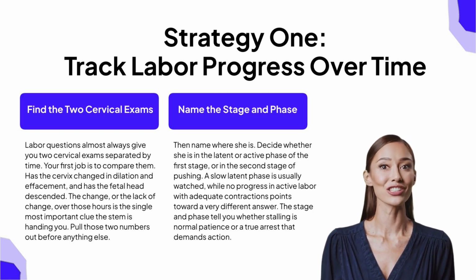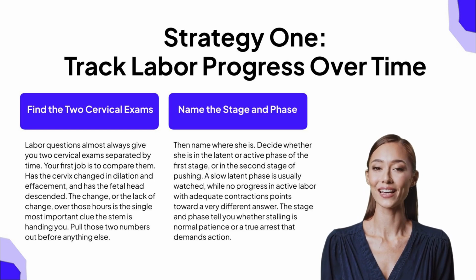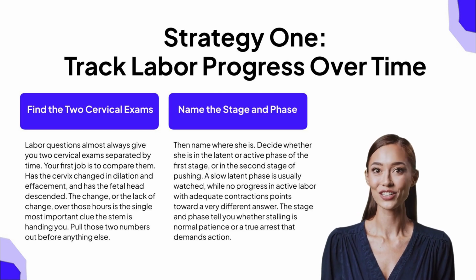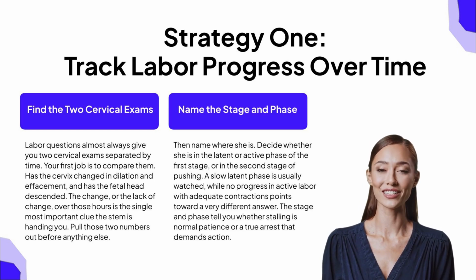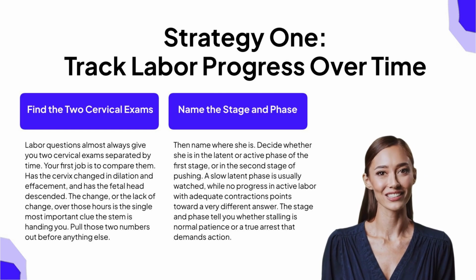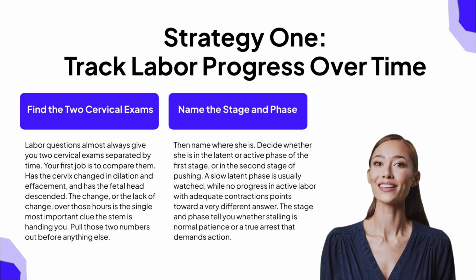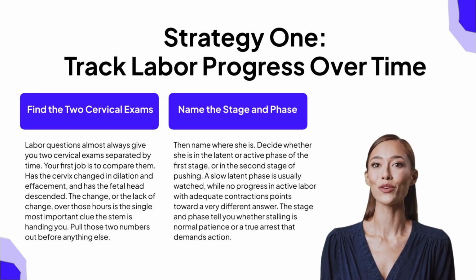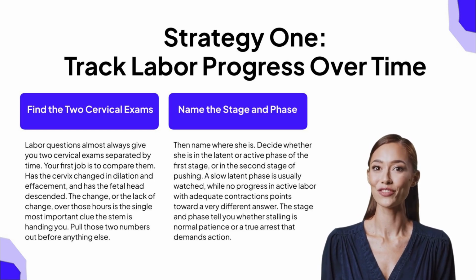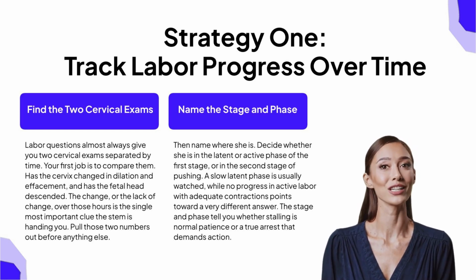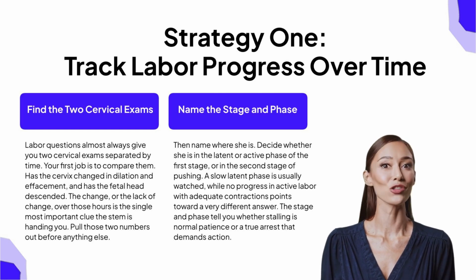Once you have those 2 snapshots, name the stage and phase of labour. Is she in the early latent phase, the active phase, or the second stage where she is pushing? This matters enormously, because a slow latent phase is usually just watched, while a complete lack of progress in active labour with strong contractions can signal a true arrest that the question wants you to act on. Train yourself to pull out the 2 exams and label the phase before you even glance at the answer choices.